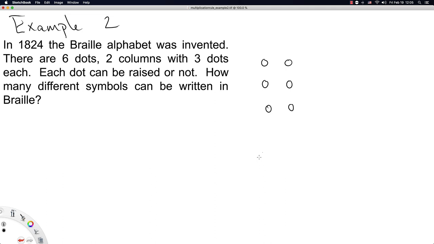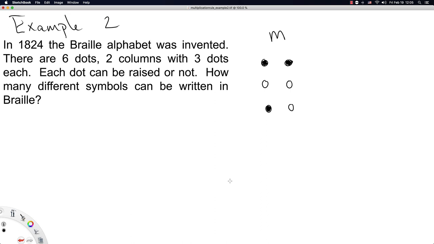Each dot can be raised or not. So I'm going to fill in some dots to mark that they're maybe raised off of the surface on which these are put. I can't really draw raised, so I'm just going to do it like this. So there is an example of a symbol written in the Braille alphabet. This turns out to be the letter M.